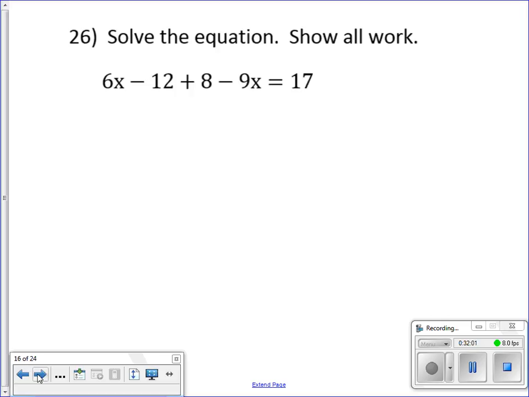Solve the equation. Make sure you're showing all your work. Okay, we need to combine some like terms here to get going. I can start either with my constants or I can start with my variables. I tend to start with the variables. That's just me. But if you start with the constants, that's okay.